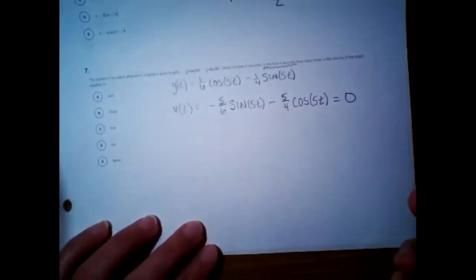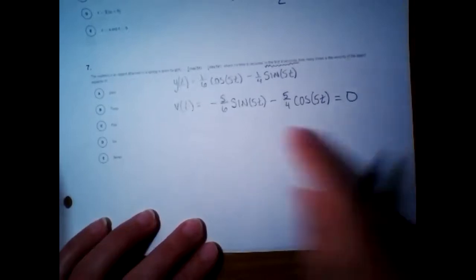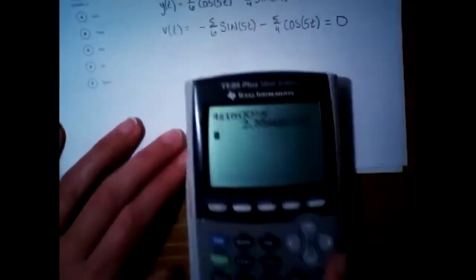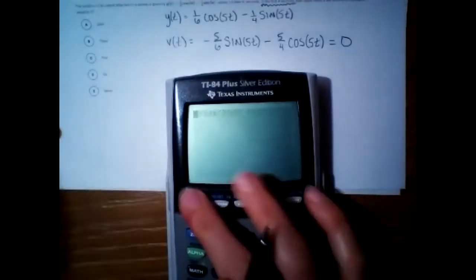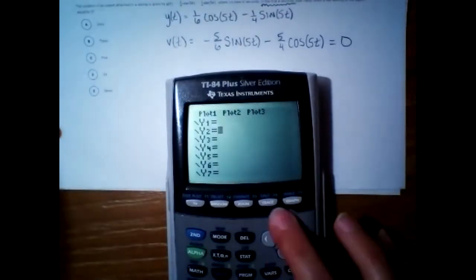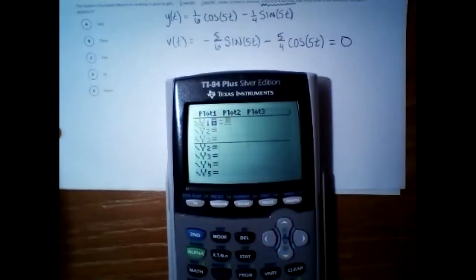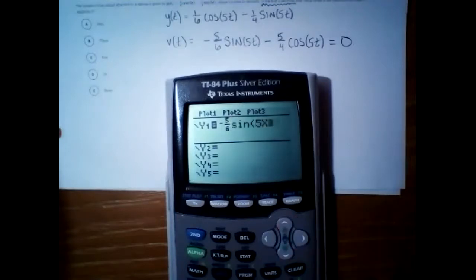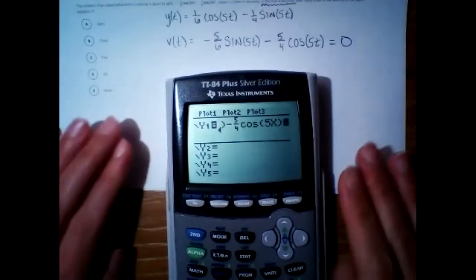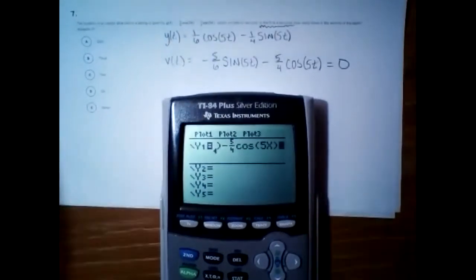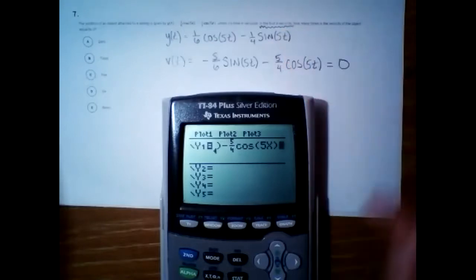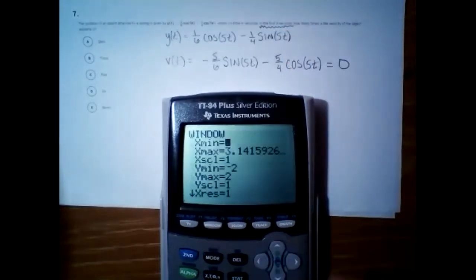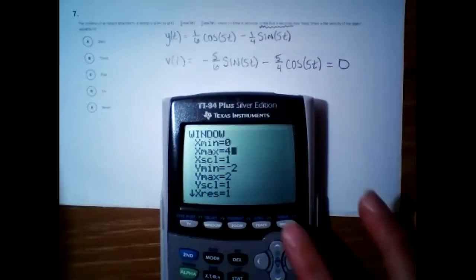Now, they didn't ask for the times. We just want to know how many there are. So we're going to put this into y1 in our calculator. So it is negative 5/6 sine 5x minus 5/4 cosine 5x. And remember that thing I said was going to come up later? I underlined it up there. We're looking at the first 4 seconds. So I'm going to go to window and make it be 0 to 4 and hit graph.